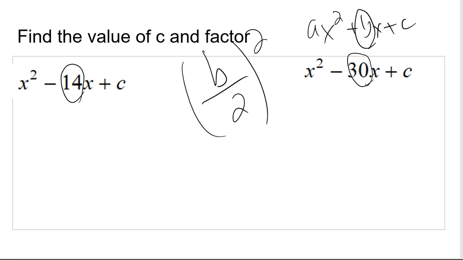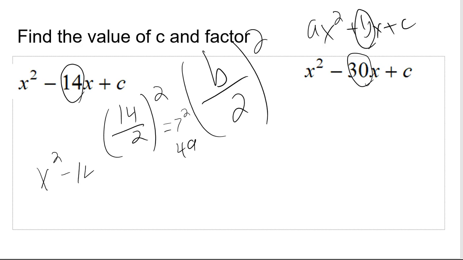So we're going to do 14 over 2 squared. So 14 over 2 is 7. 7 squared is 49. So that means my new problem is going to be x squared minus 14x plus 49. So you know this will always be positive. Always positive, no matter what.